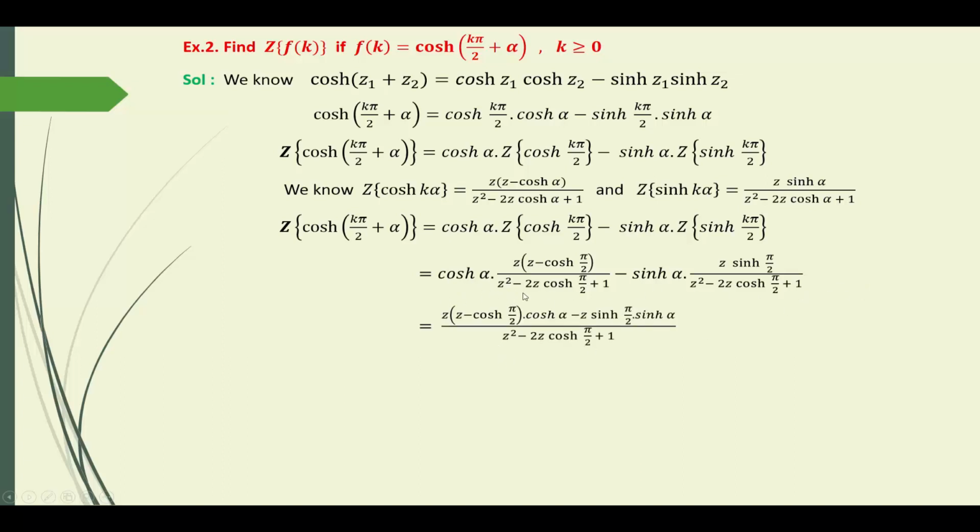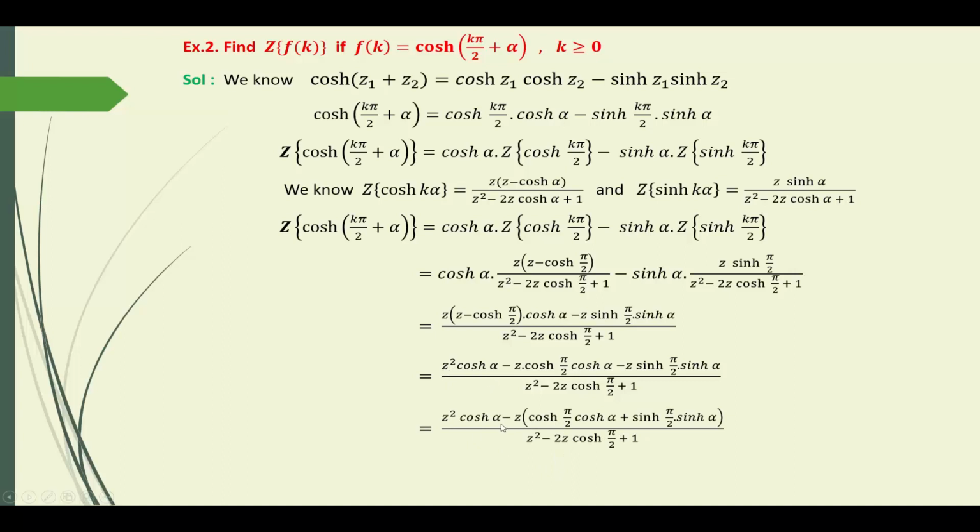Now from both the terms, LCM is Z square minus 2Z cos pi by 2 plus 1. Therefore, numerator is Z into bracket Z minus cos pi by 2 into cos alpha minus of Z into sin pi by 2 into sin alpha. Open this bracket here. So first term Z into Z is Z square cos alpha minus of Z into cos pi by 2 into cos alpha minus Z into sin pi by 2 into sin alpha upon Z square minus 2Z cos pi by 2 plus 1. We get Z square cos alpha, and from the next two terms minus Z common, inside the bracket cos pi by 2 cos alpha plus sin pi by 2 sin alpha, equal to Z square cos alpha minus of Z.